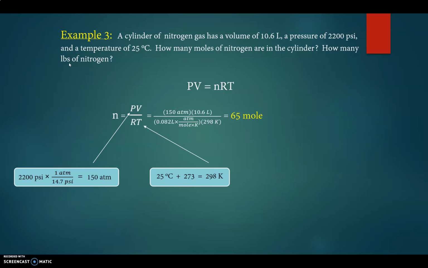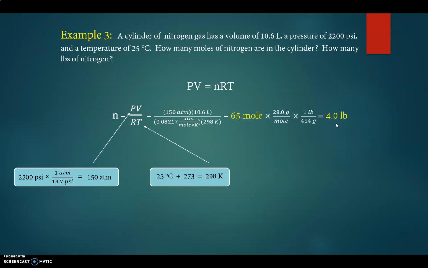Now the second question asked how many pounds of nitrogen. So how do you go from moles to pounds? Well, this is taking us back to chapter 9 when we used molar masses to relate grams and moles. If we wanted to get from moles to pounds, the first thing we would have to do is convert it to grams. Don't forget that nitrogen gas is N2, not just N, so it's going to be 28 grams per mole. And then, of course, we can change grams into pounds, and we end up with 4 pounds of nitrogen in this cylinder.